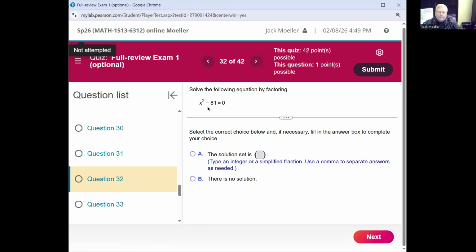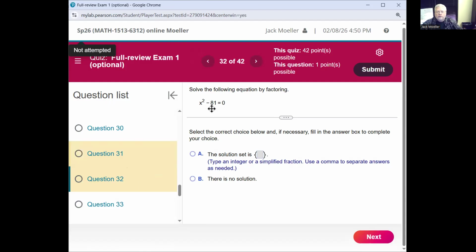What is b? Well, b is not negative 81, because b is your x coefficient. There is no x in this problem, so b would be 0. And then c would be negative 81. So you can still do the quadratic formula on this. You just got to know that b is going to be 0.